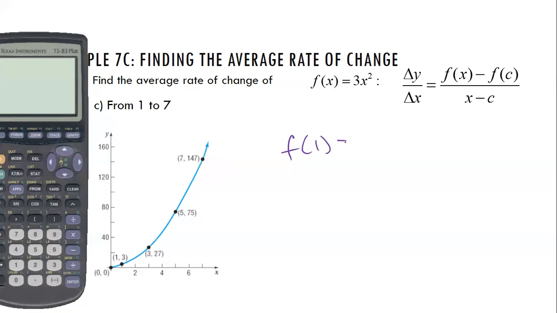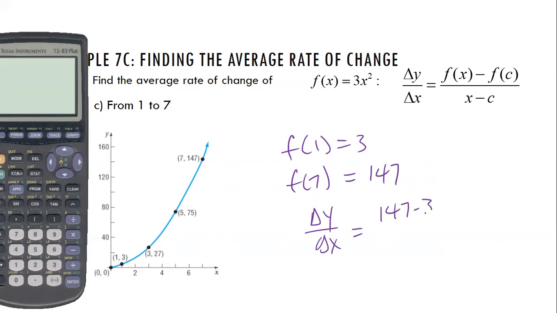So we have f of 1, which is 3. You would find f of 7, which would equal what? 147. And then what would you do? Y'all are walking me through because you say you're good. So what do I do next? Find your change in your y and then find the change in your x. So that's going to give me 147 minus 3 over 7 minus 1, which gives me 144 over 6, which equals what? 24. Okay, we're all good?